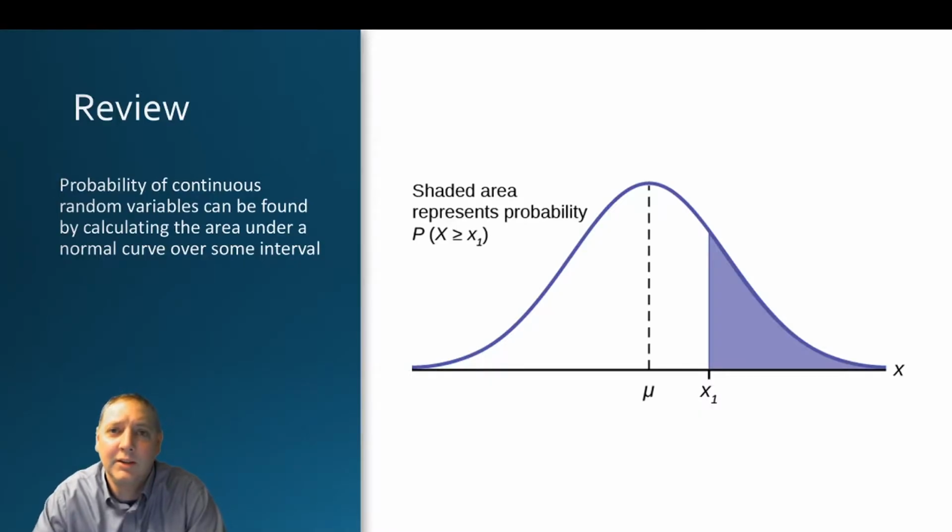Just to review, the idea of finding probabilities with the normal distribution is to basically find areas underneath a curve between two boundary points.